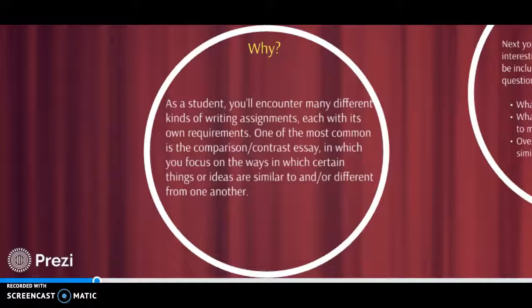Well, honestly, when you compare and contrast subjects, you learn to analyze them. You learn to explain how and why a subject exists. You develop your critical thinking skills, and it also helps with decision making.